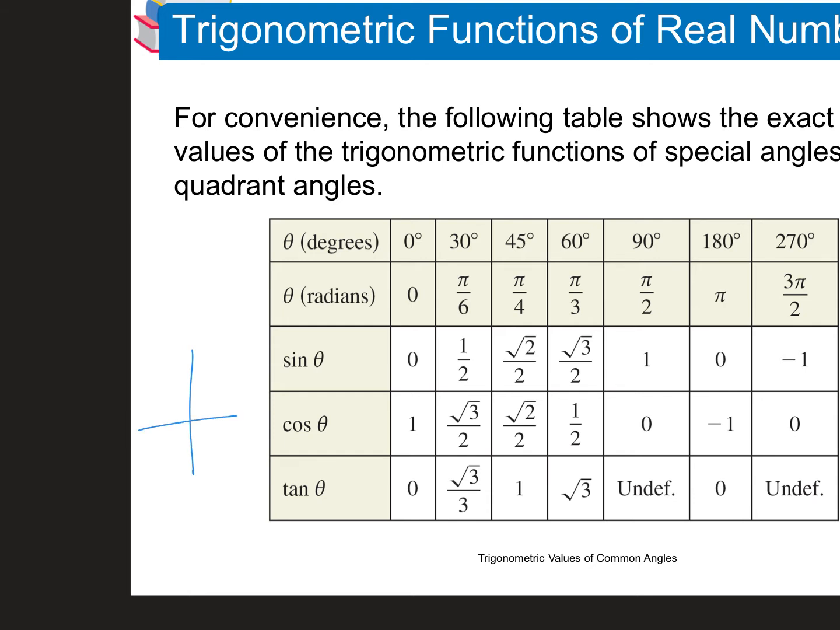What is the ordered pair right here at 0, 360? What's the ordered pair? 1, 0. What's the ordered pair over here at 180? -1, 0. What's the ordered pair up here at 90? 0, 1. And what's the ordered pair down here at 270? 0, -1. You guys should know that.